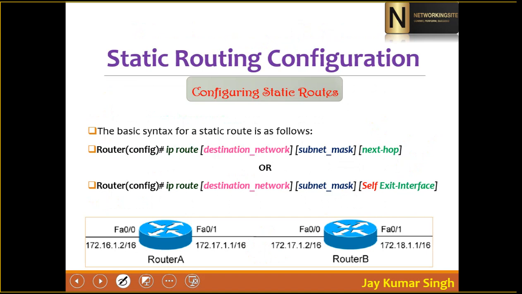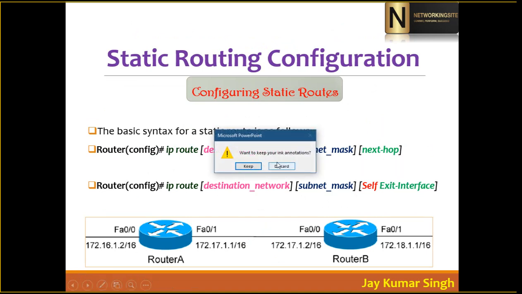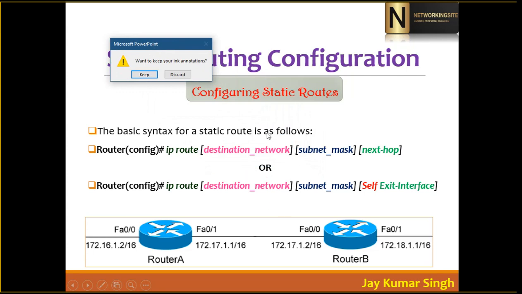Okay, so now we have a practical part, no problem. Before the practical, let me show you, we have two types of static routing configuration. One is with the exit interface, and one with the next hop router IP. So you can configure with both. We'll work on all of this.